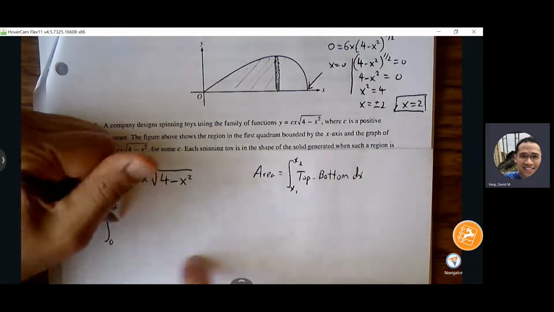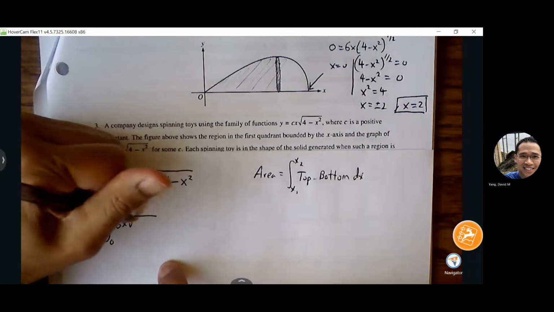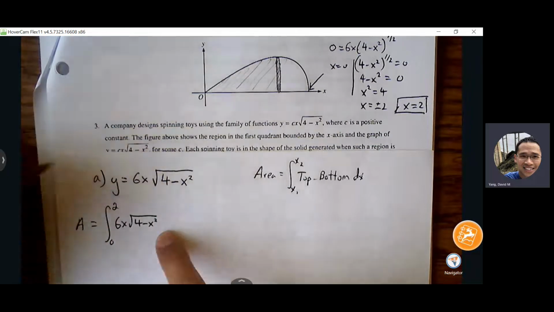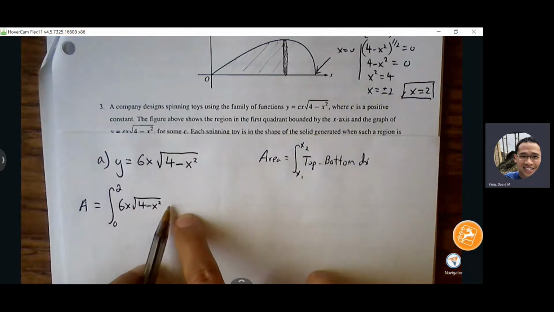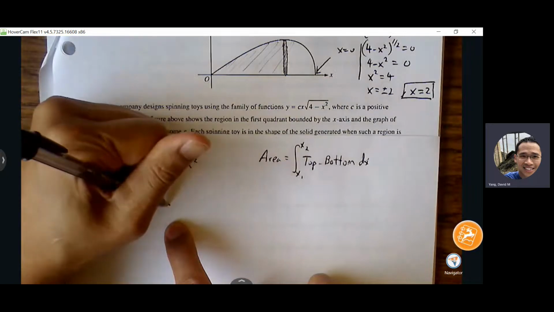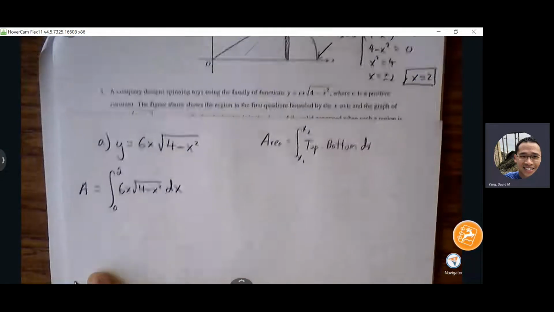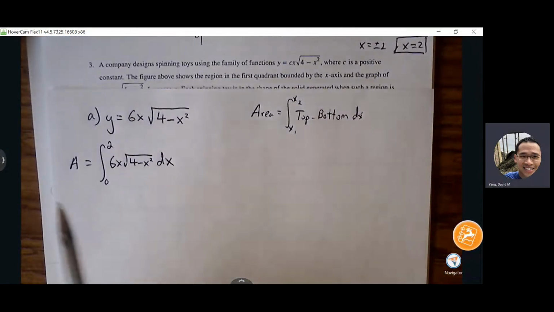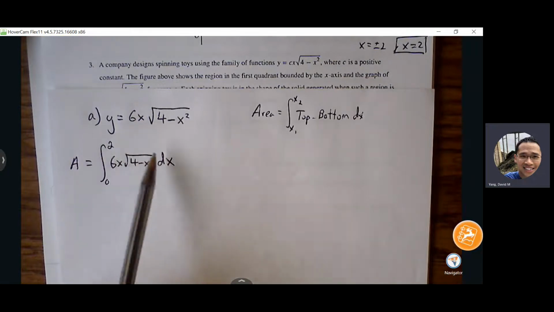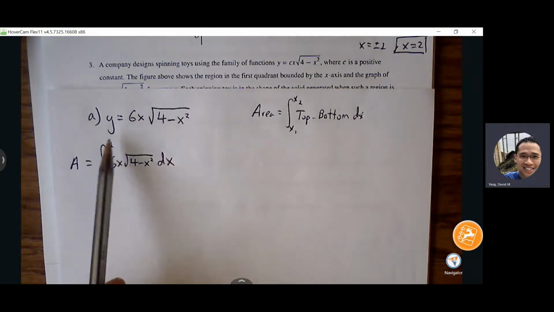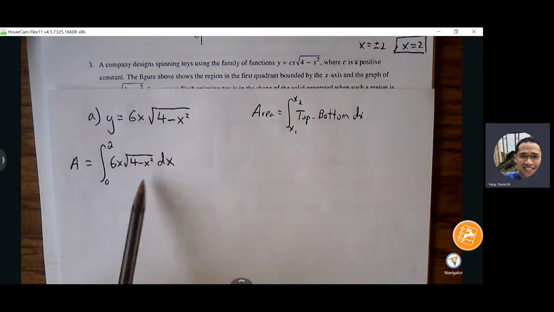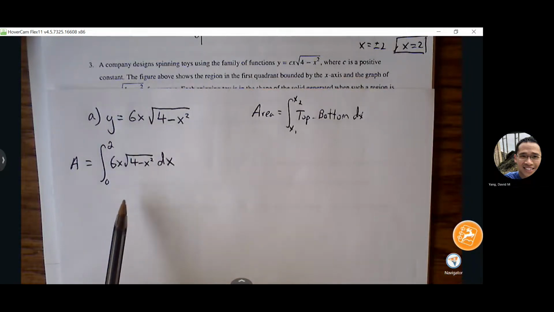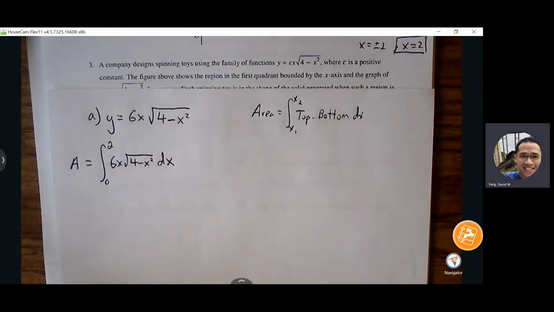Top minus bottom. Top is the 6x root 4 minus x squared. The bottom is 0, so minus 0. But I'm going to leave that minus 0 out. I'm just going to close it with the dx. Okay, we want to find the area here. This is non-calculator. Look at how this is set up. What's involved here if I want to take the antiderivative? What does that look like to you?